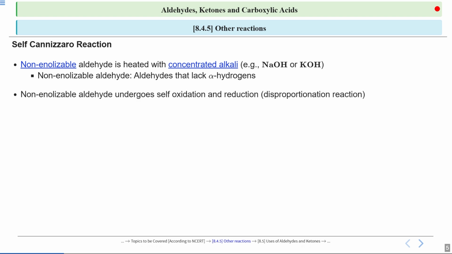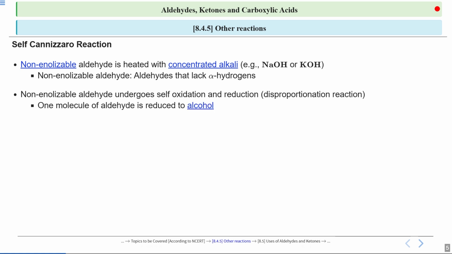So the non-enolizable aldehydes undergo a self-oxidation and reduction process. Now this reaction is known as a disproportionation reaction. This means that the same compound is both oxidized and reduced in the reaction. Such kinds of reactions are known as disproportionation reactions. So you need to remember that we take non-enolizable aldehydes, which are heated in concentrated alkali, and non-enolizable aldehydes lack alpha hydrogen.